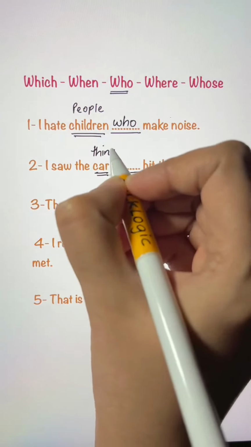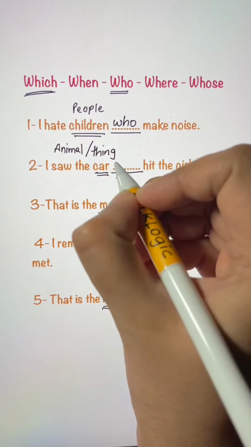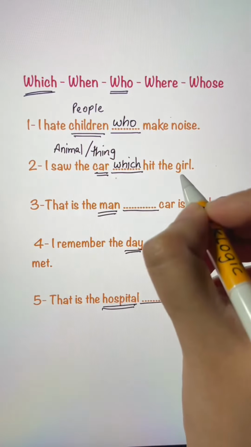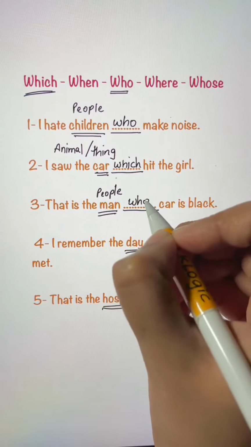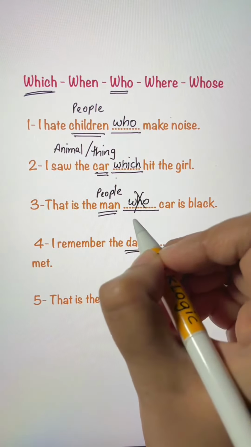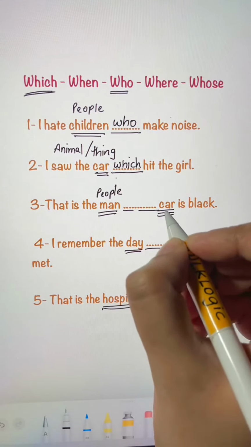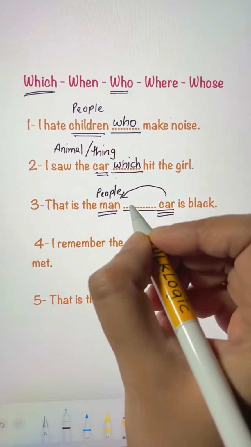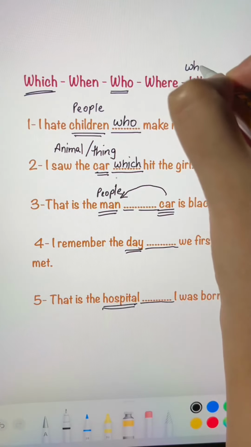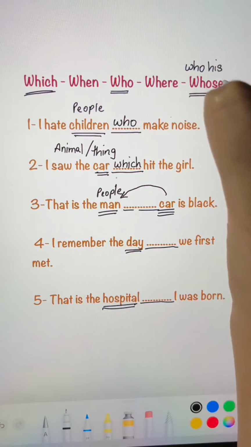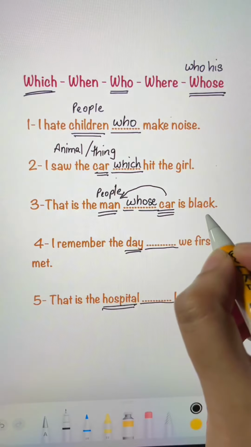Now, if the word is a thing or an animal, we use which. I saw the car which hit the girl. If it's people, remember, we use who. But who here is wrong. Why? If the word that comes after the blank belongs to the word that comes before the blank, we use whose. Whose is a kind of a short form of who, his. So we say that is the man whose car is black, right?